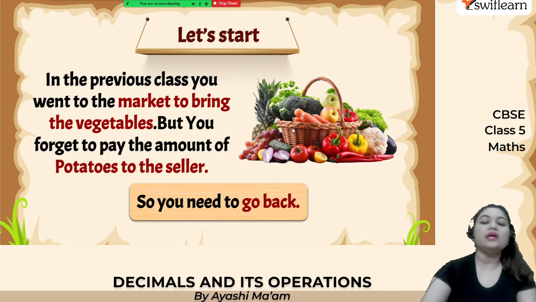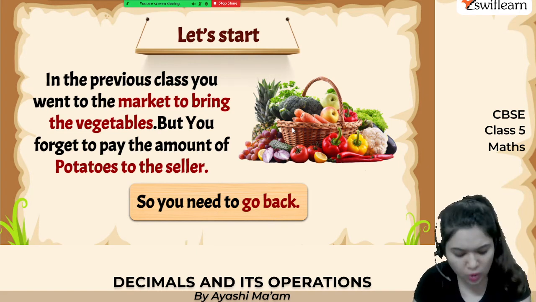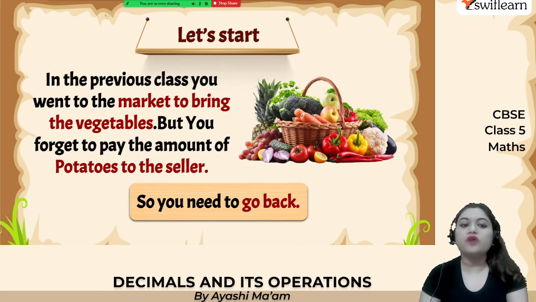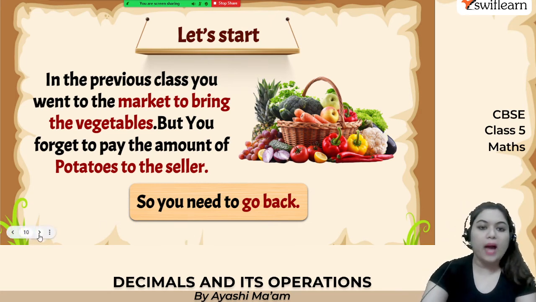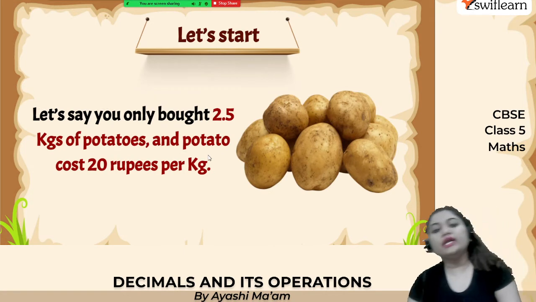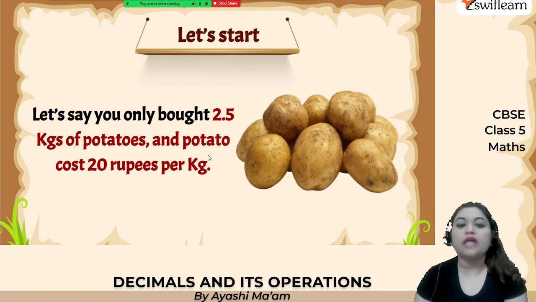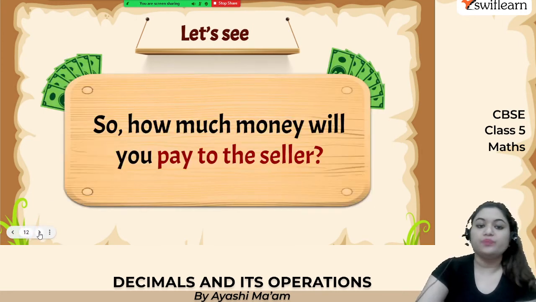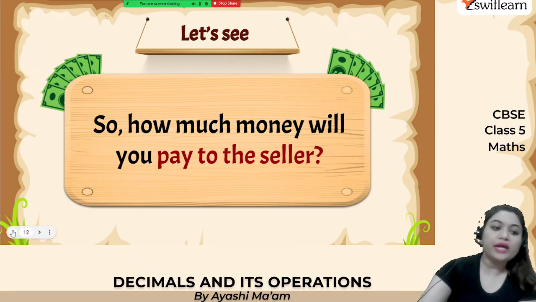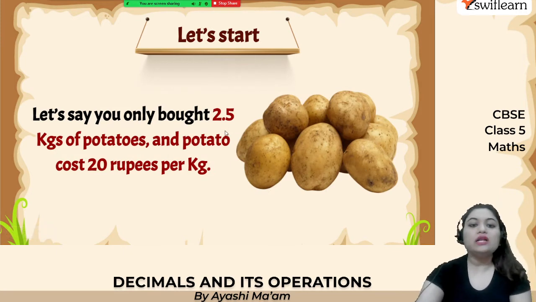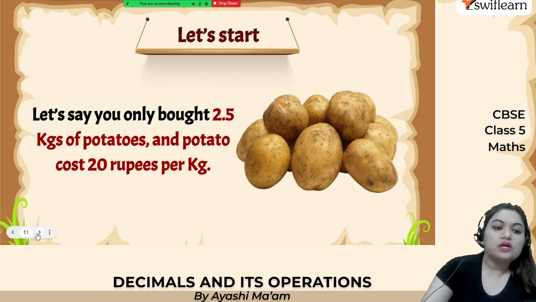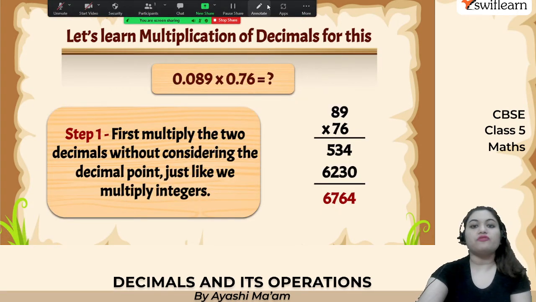Now see, coming to multiplication. So in the previous class, we went to the market to bring the vegetables, but you forgot to pay the amount of potatoes to the seller. So we need to go back. Okay. Let's say you only bought 2.5 kgs of potatoes and each potato cost 20 rupees per kg. So how much money will you pay to the seller? So see, total we need 2.5 kgs of potatoes and each kg cost 20 rupees, right? That means we have to do multiplication.